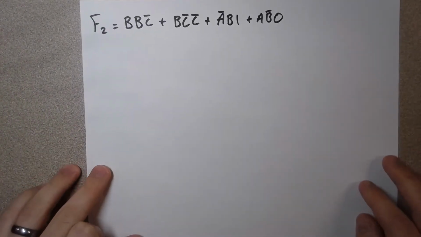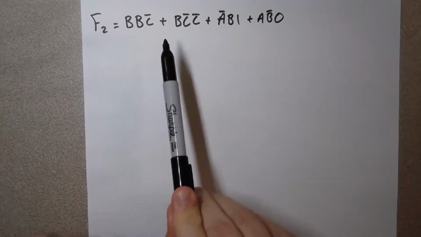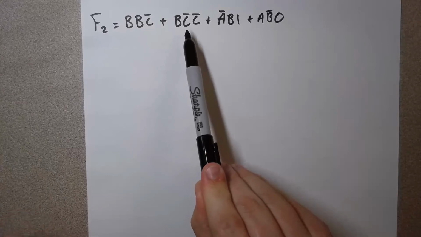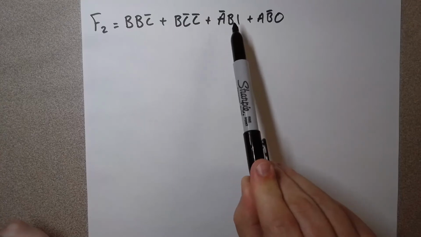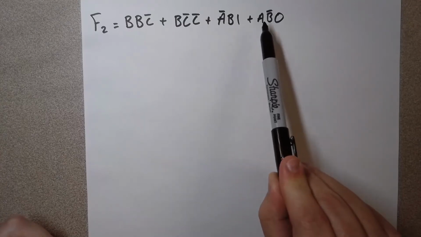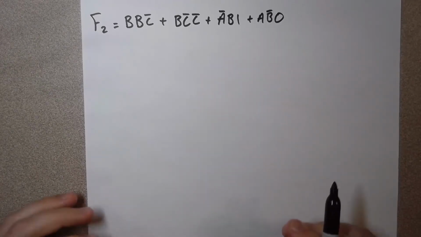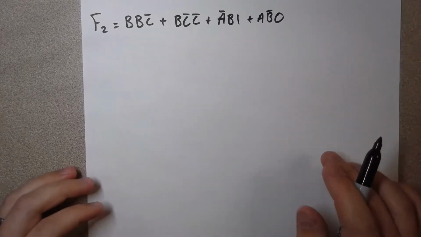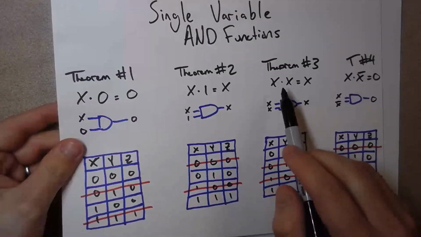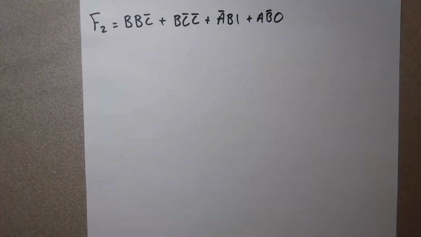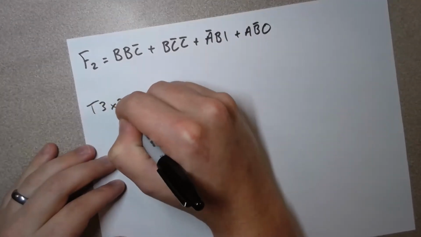So we've got F2 is equal to B and not C, or B and not C, plus not A and B and 1, or A and not B and 0. Okay? So the first thing that we're going to do is we're going to use theorem number 3 here, which is x and x is equal to x. We're going to use that guy twice.